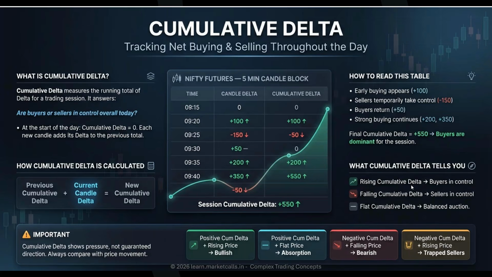So if you are seeing rising cumulative delta, that means buyers are in control. Falling cumulative delta, that means sellers are in control. Sometimes, not sometimes, most of the times, you'll be having a flat cumulative delta only. You'll not be finding any crazy cumulative delta on a daily basis unless there is some sort of institutional activity.